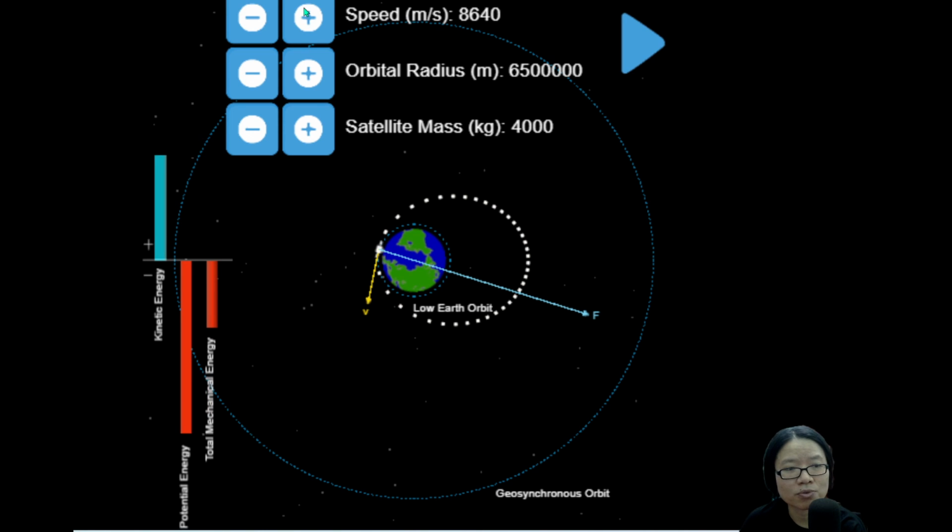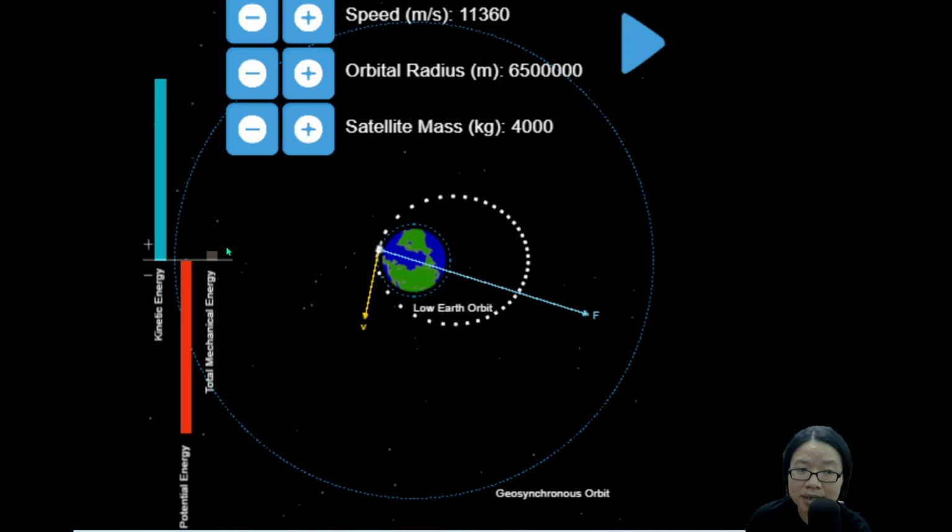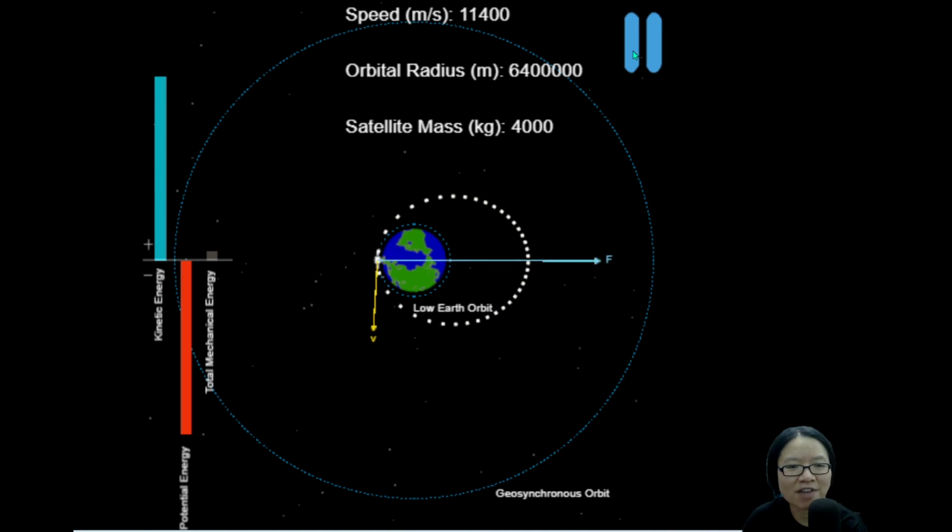Increase the speed of my satellite until the mechanical energy becomes slightly positive, just a little bit. This is escape velocity. If I have a fast enough orbital speed, I have enough kinetic energy to counterbalance the potential energy. Then I have enough energy to travel to infinity.